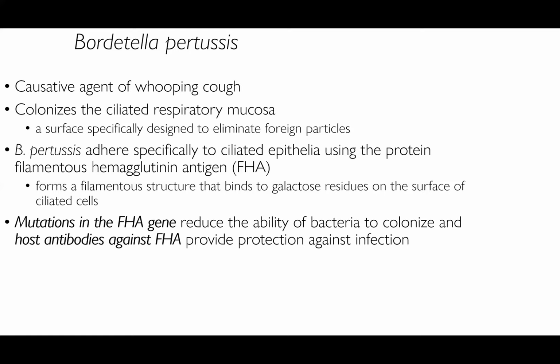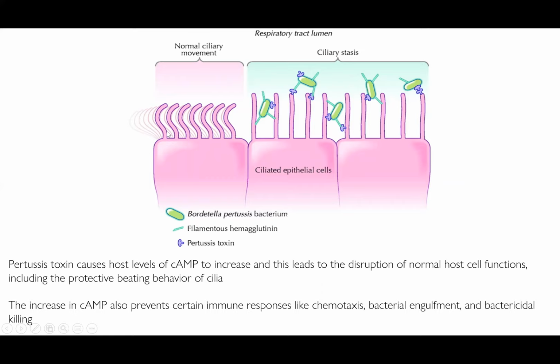Interestingly, mutations in this FHA gene reduce the capacity of this bacteria to colonize. And actually, one of the interesting things is that the host antibodies against FHA provide protection against infection. And so what we can see is that we have a normal ciliary movement, but pertussis will bind to these, preventing them from movement.